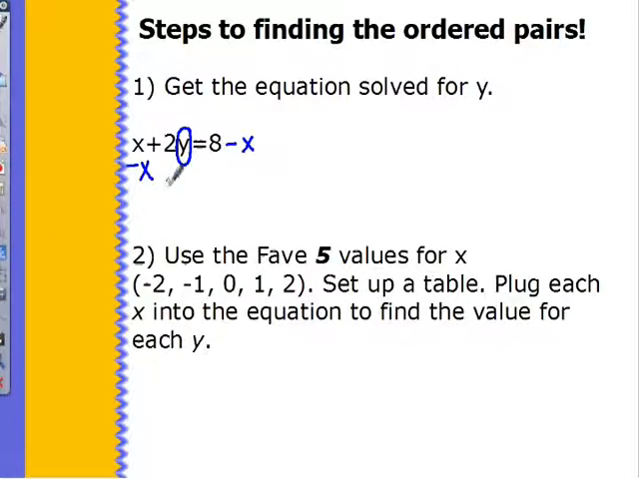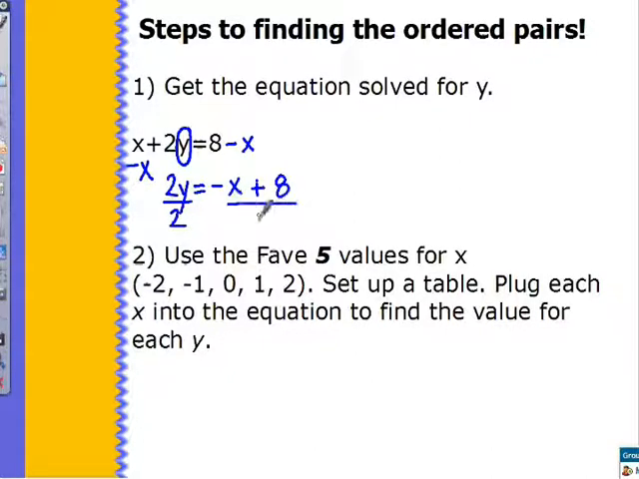And that leaves us then with 2y equals, and I'm actually going to reverse it, negative x plus 8. And it doesn't make sense probably to you right now, but as we get further on into this chapter, you're going to want to have the x first. So let's just start doing it now. And then we're going to divide everything by 2 to get rid of it.